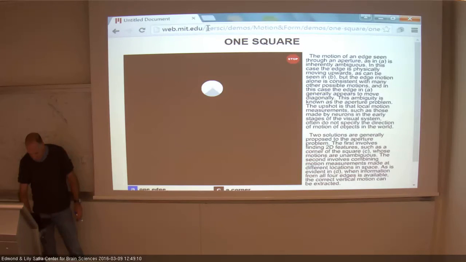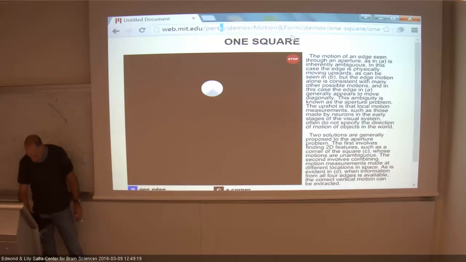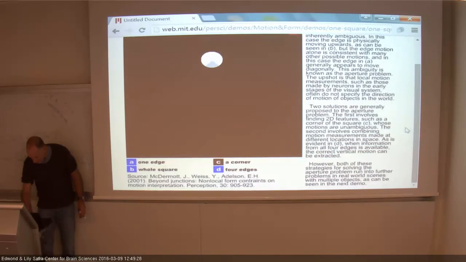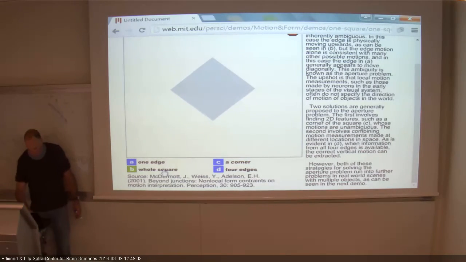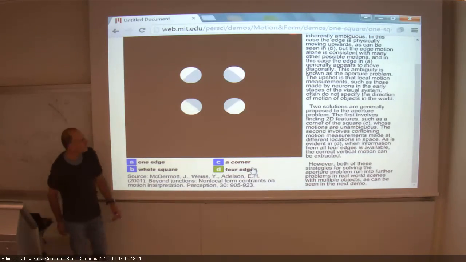Now, let's see, what about lower? Trying to show you the full stimulus. Yeah, that would help. Thanks. Good point. How about a whole square? Okay, and just to show you, here you are. Here's the whole square. Same image, four edges. Cool, right? So, do you follow me?